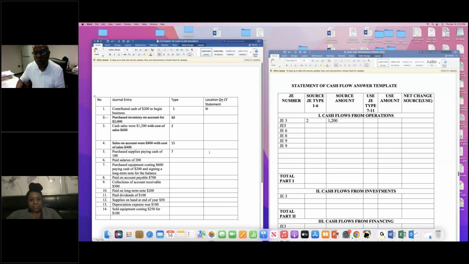So we take that 100. This is transaction number 5. So we say that's type 7, and we would put the supplies here, 100.